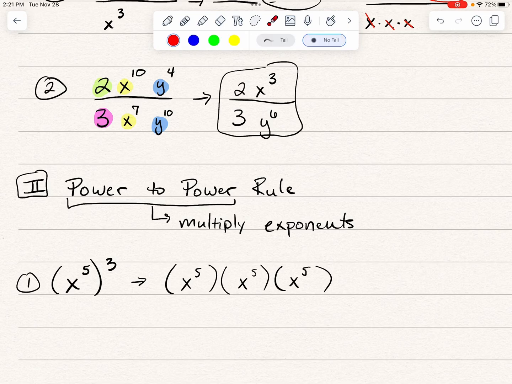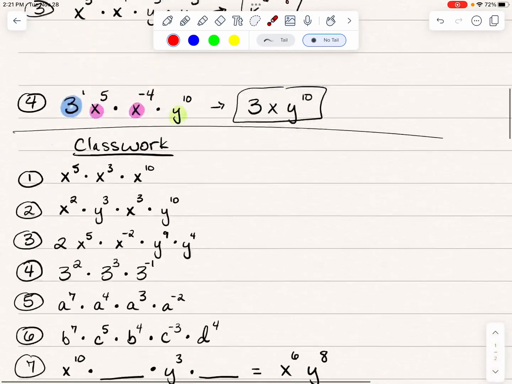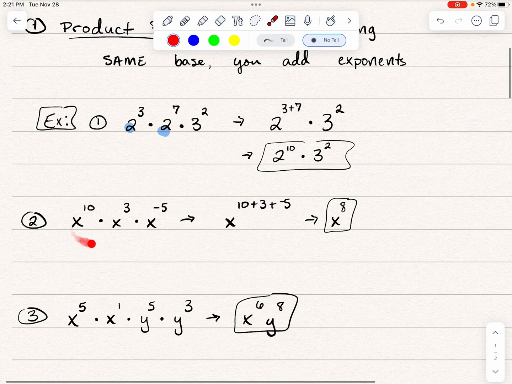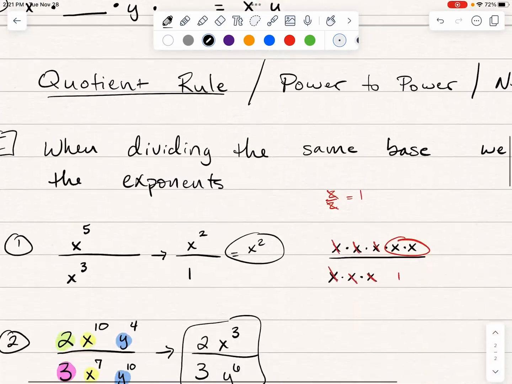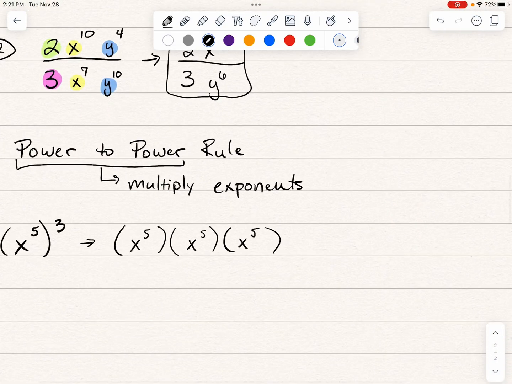In this case, the way this is written is really the same as our product rule. It's the same exact idea. You're multiplying the same base, and so you're going to add those exponents up. So 5 plus 5 plus 5 is going to give you x to the 15th.